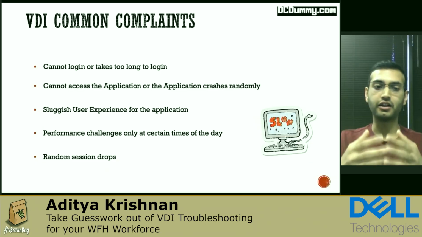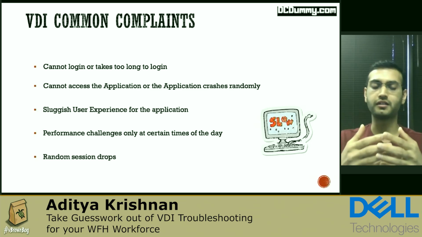Thirdly, it could be a sluggish user experience for the application. A sluggish user experience could be due to quite a few different scenarios. It could be the internet connection. It could be their home network. They could have multiple people using their home network, streaming Netflix or any other applications, especially in the work from home scenario. When you have multiple people in the same house working, it becomes even harder to maintain a specific level of user experience.